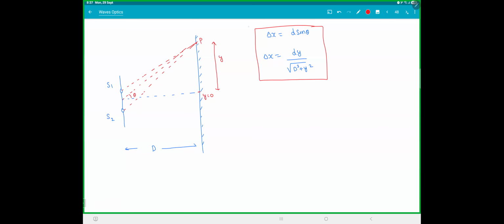So this is your main thing, the path difference. Now, if your distance D is much, much greater than y, that is, theta is small, this P is very close to the center.